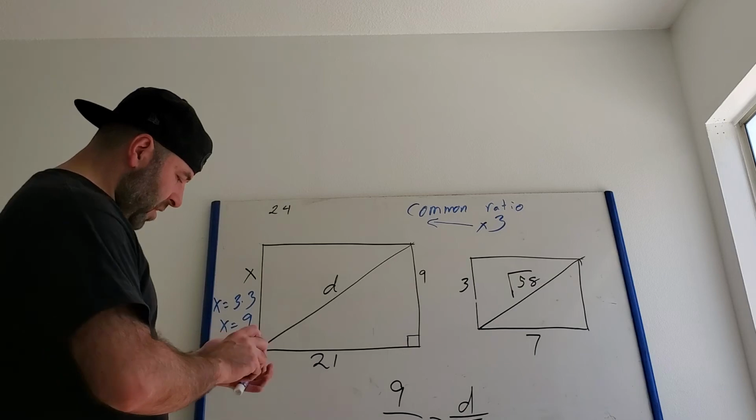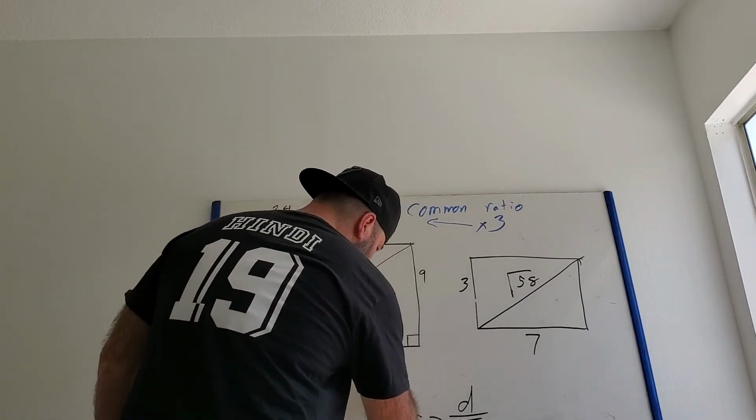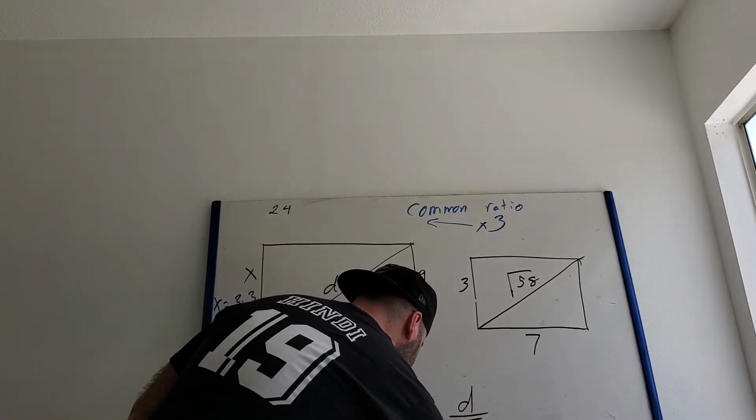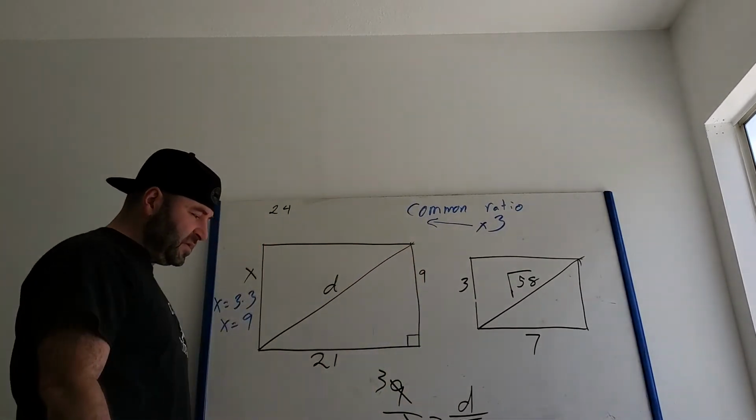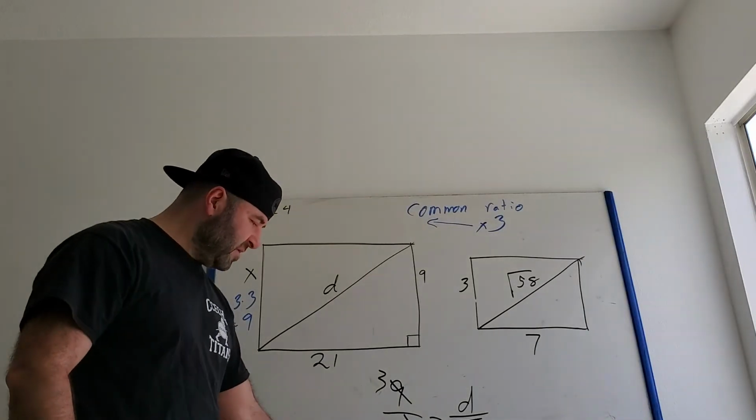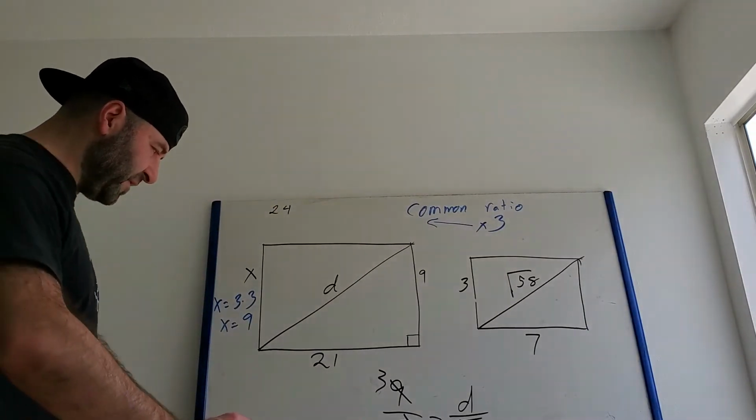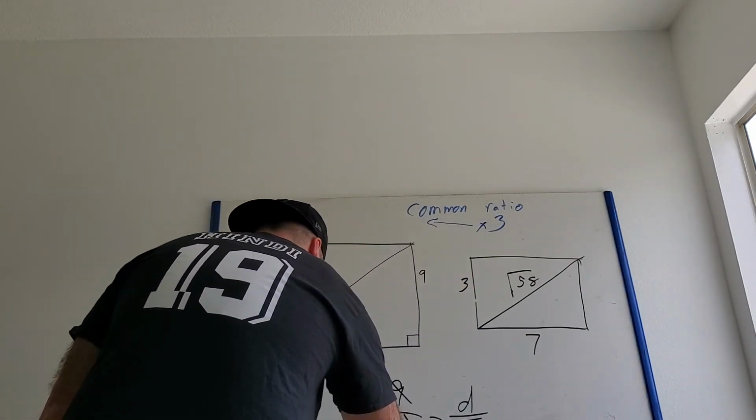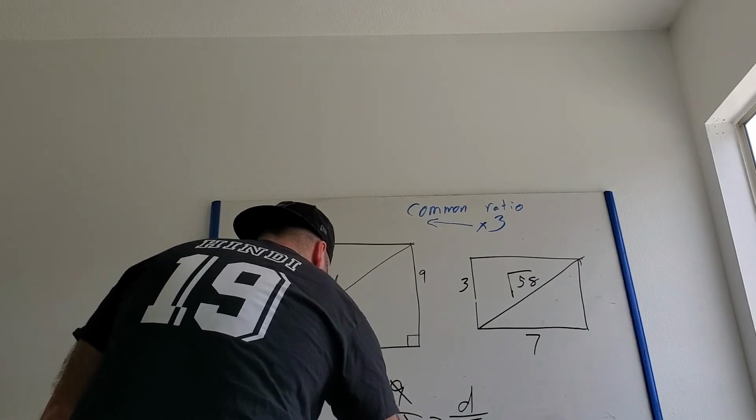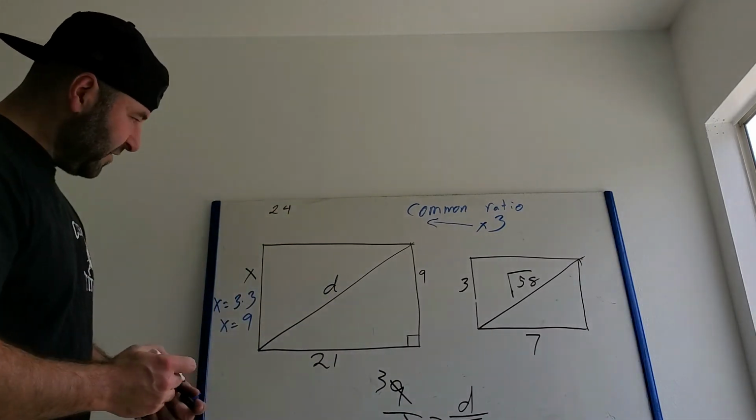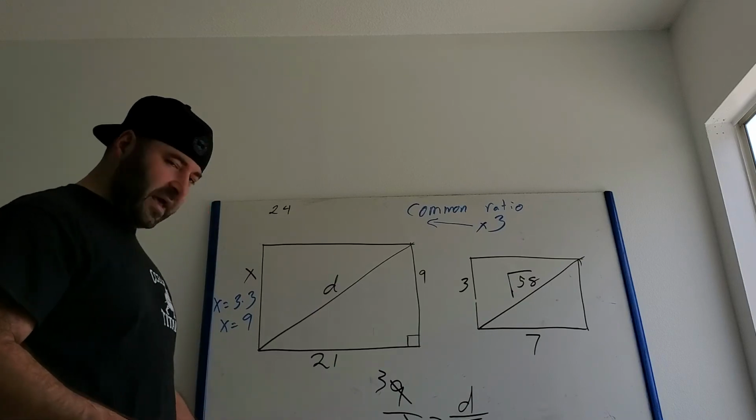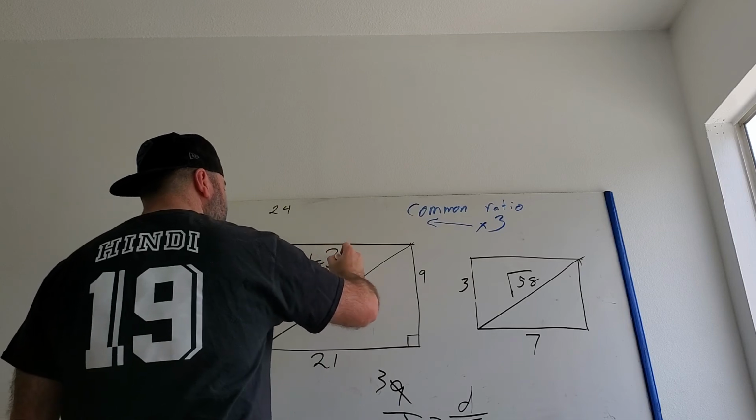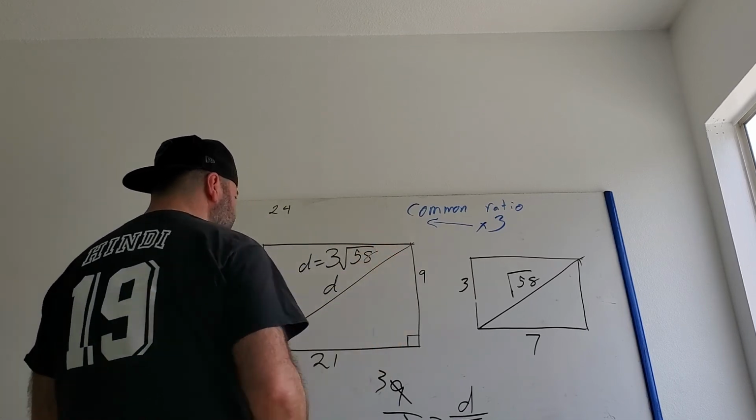Okay. So I'm going to set this up now as 3 is equal to d over the square root of 58. And then the only thing I have to do in order to get the variable by itself, multiply both sides by square root of 58. And I'm going to leave my answer as that. So d is equal to 3 radical 58.